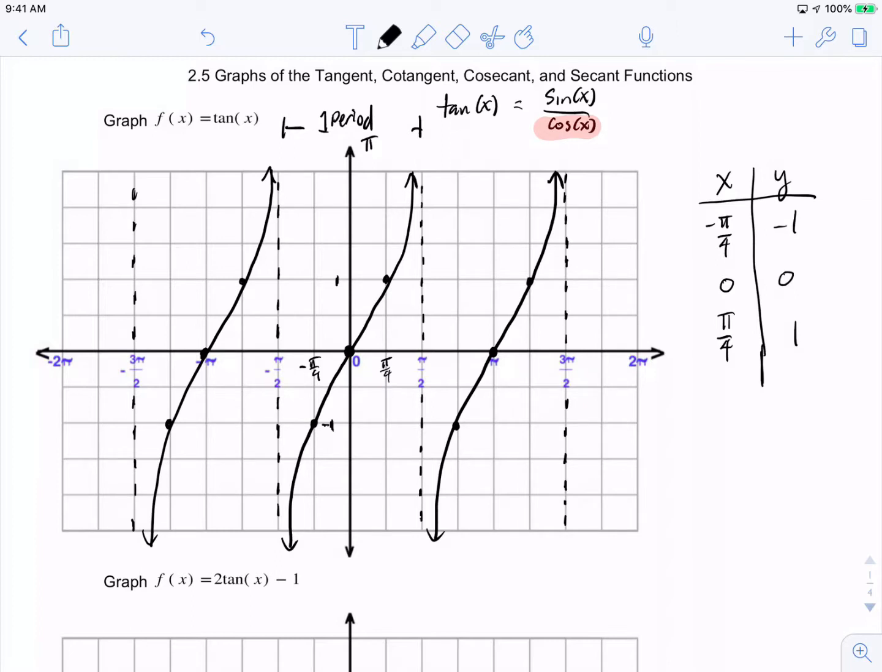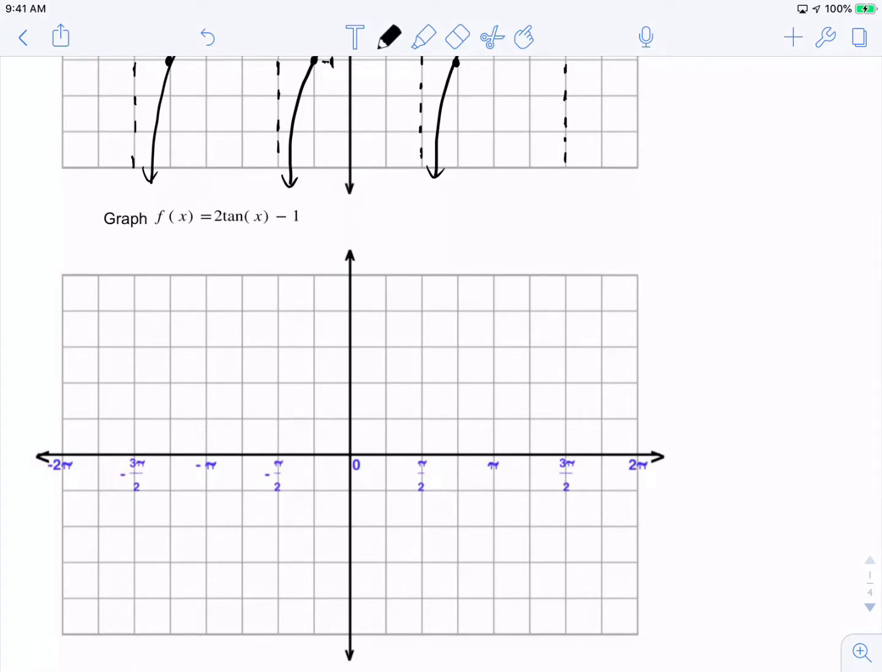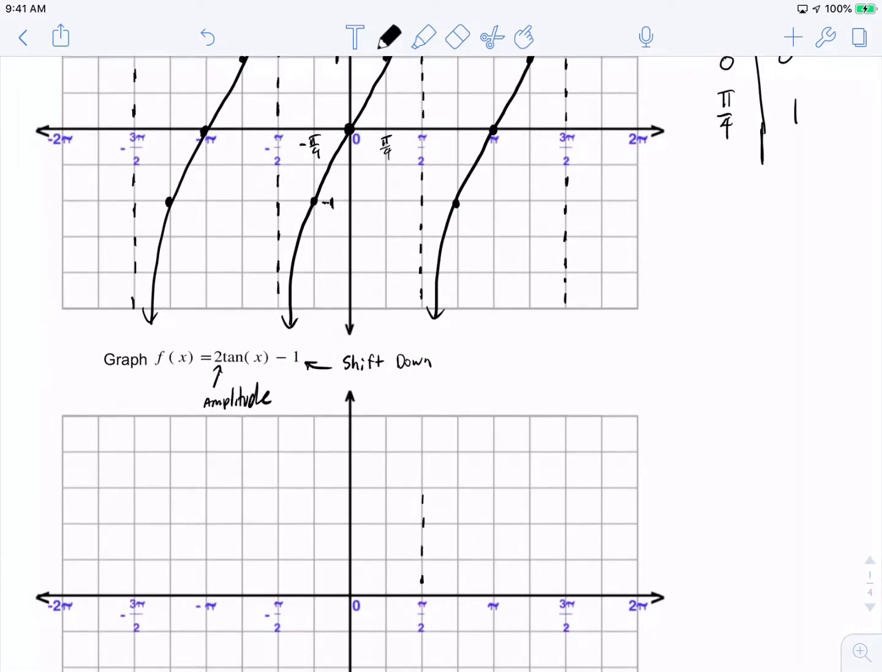Now, in the next example that I'm about to show you, we have an amplitude here of 2, and we have a shift here that shifts us down 1. So we're going to shift down. So in order to do this, again, it's still tangent, so we know we're going to have the same asymptotes as before. So the asymptotes are going to be at pi over 2, 3 pi over 2, negative pi over 2, and negative 3 pi over 2. So I wanted to get those so you guys can see them.